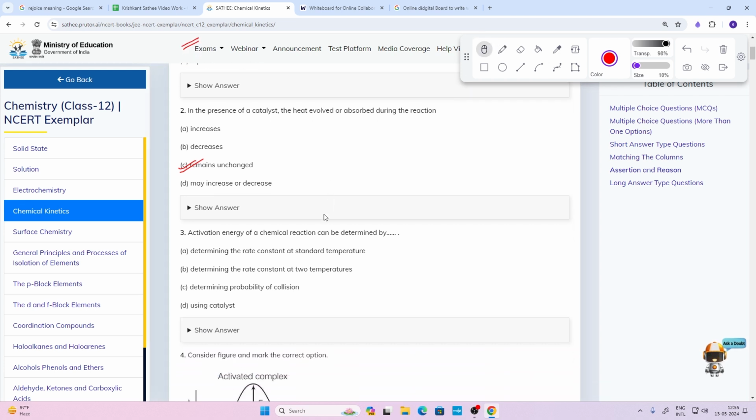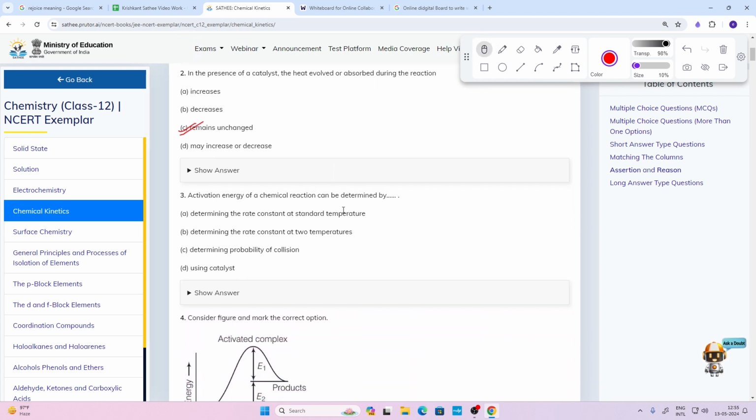Next one. The activation energy of a chemical reaction can be determined by: determining the rate constant at a standard temperature, determining the rate constant at two temperatures, determining the probability of collision, or using a catalyst. How can we do it? Suppose we use the rate constant at a standard temperature. If we take the Arrhenius equation, we need A, which we don't have, and we need activation energy, which we don't have either. We have only K and T.